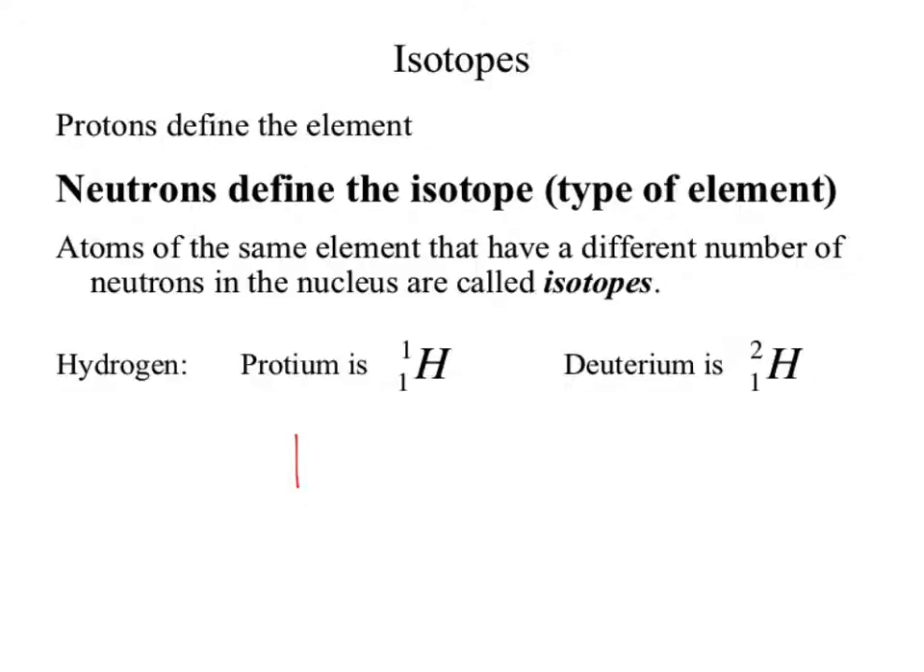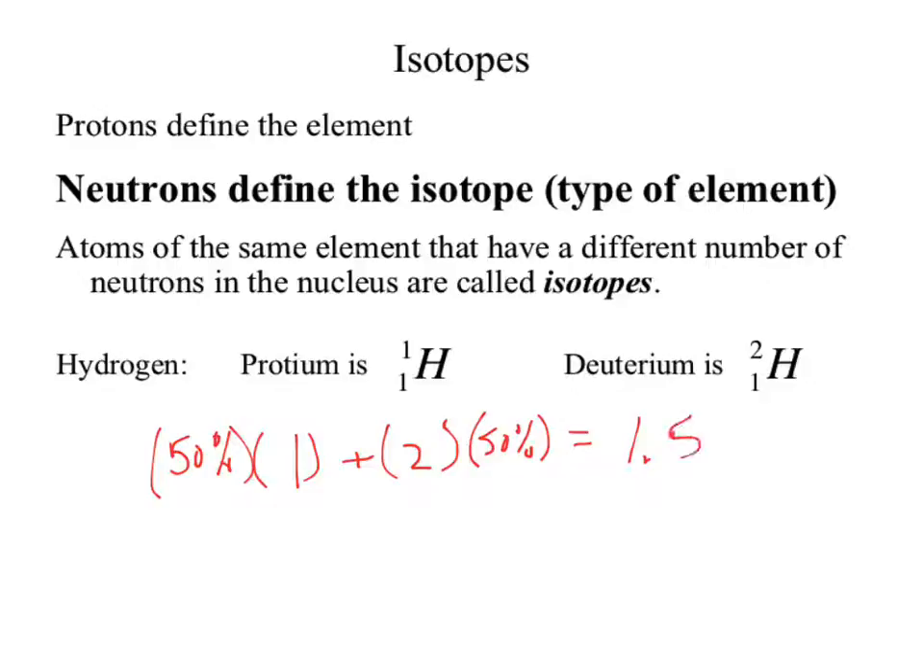The mass of protium is 1. The mass of deuterium is 2. If I say there's 50% of 1, and I take 50% of 2, and I add those up, what do I get? 1.5. What is the number? 1.01. How much deuterium is present?